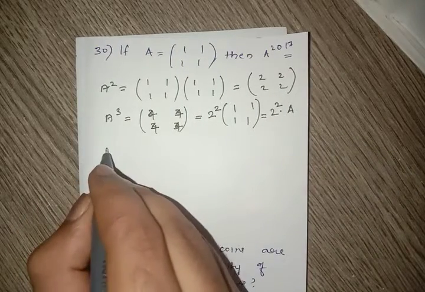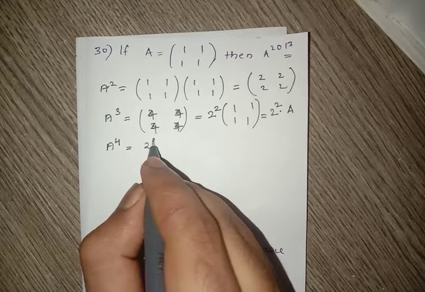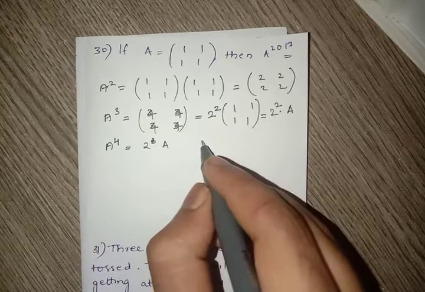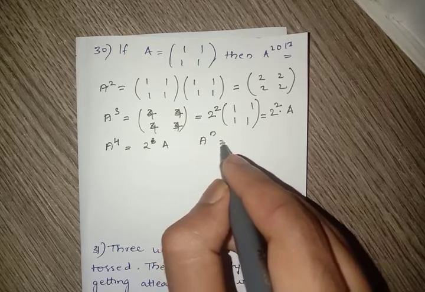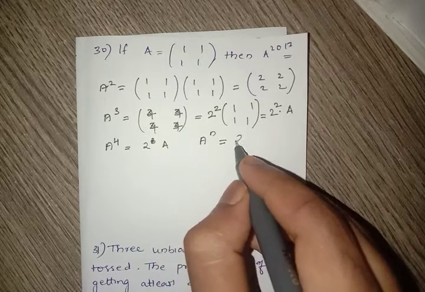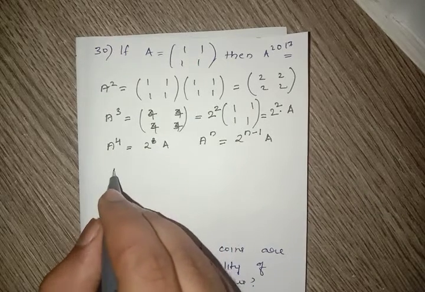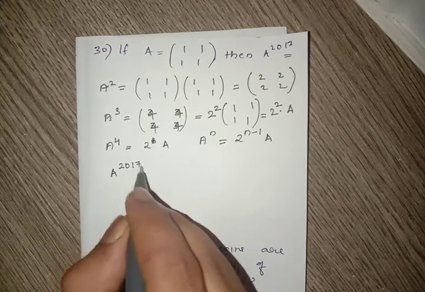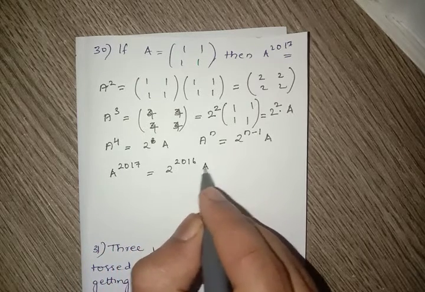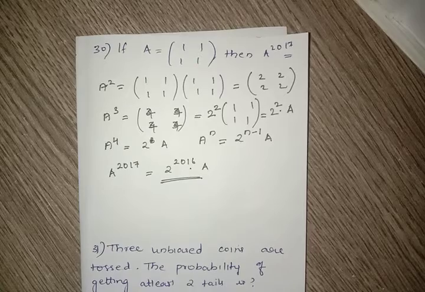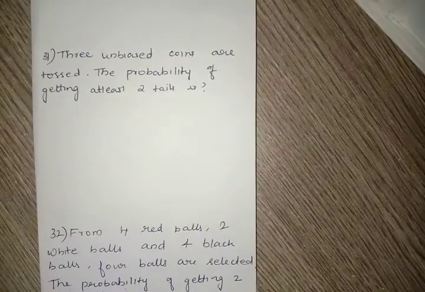So similarly A raised to 4 will be equal to 2 cubed into A. So we find that A raised to n will be equal to 2 raised to n minus 1 into A. So A raised to 2017 will be equal to 2 raised to 2016 into A. So this is what we get. Now let us move to the 31st question.